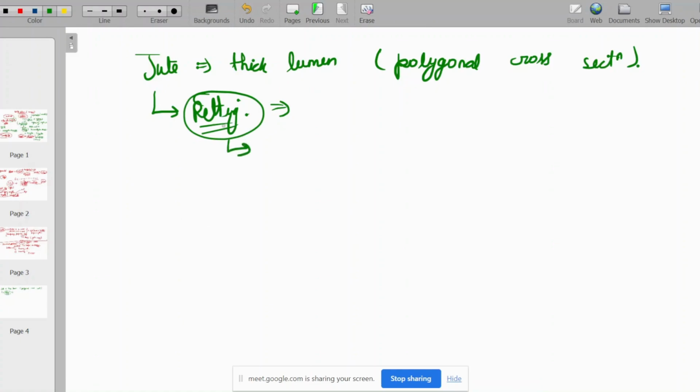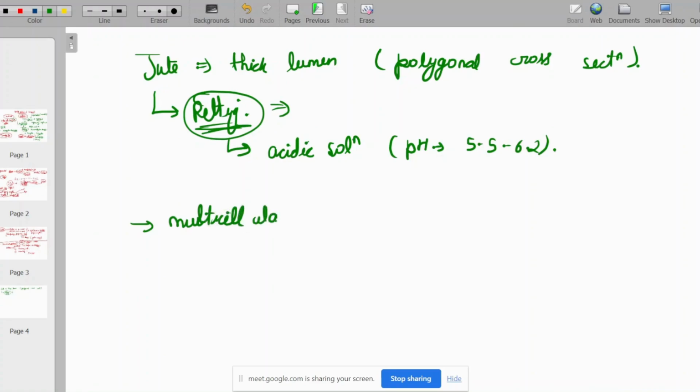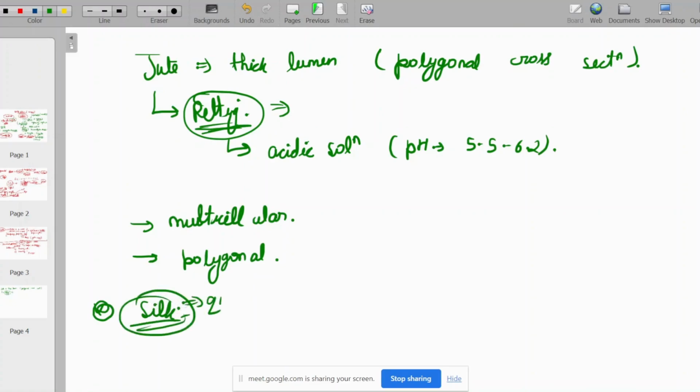It is generally kept in an acidic solution. The pH range is about 5 to 6. If I talk about the structure of jute, it is multicellular, polygonal in cross section. Now talking about the next part, that is silk. Silk is known as the queen of fibers. Why? Queen of fibers.